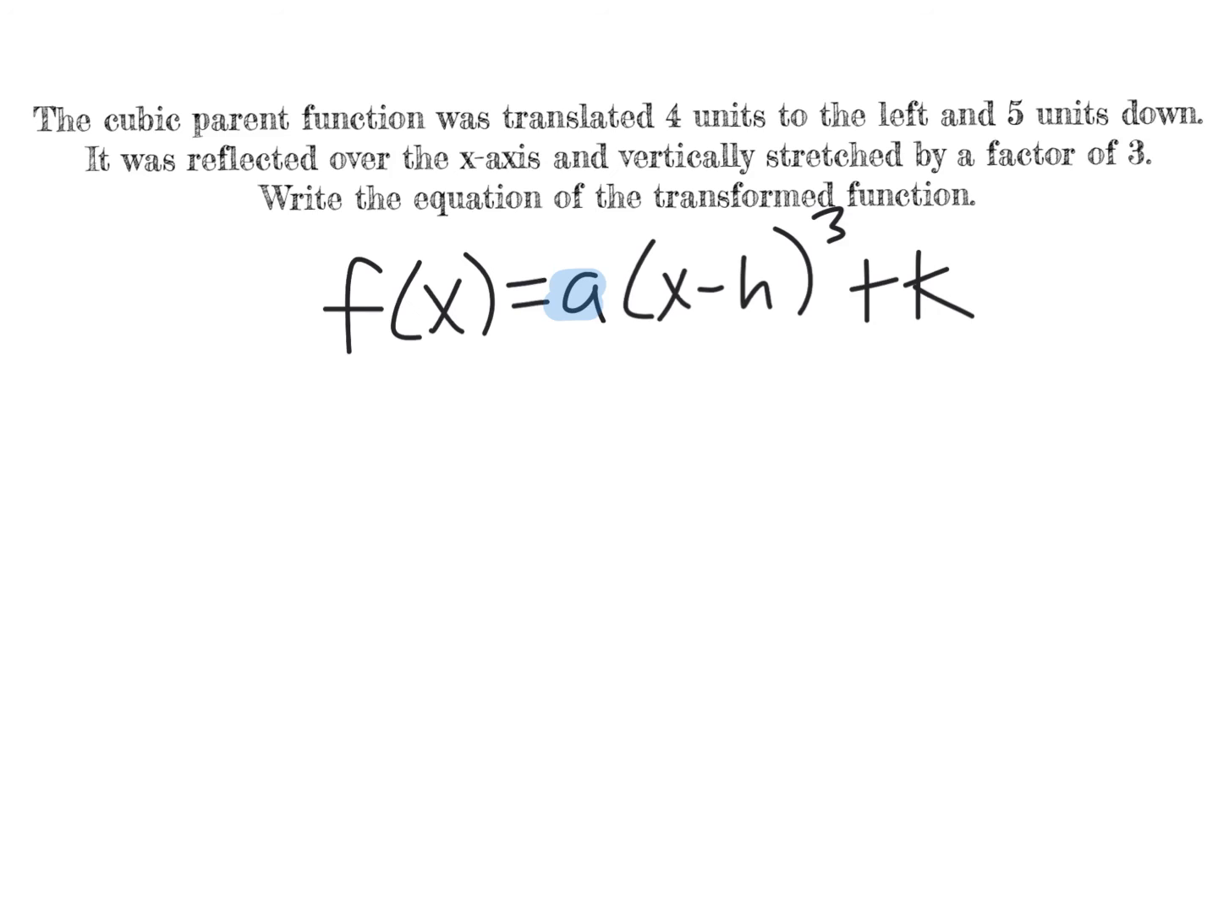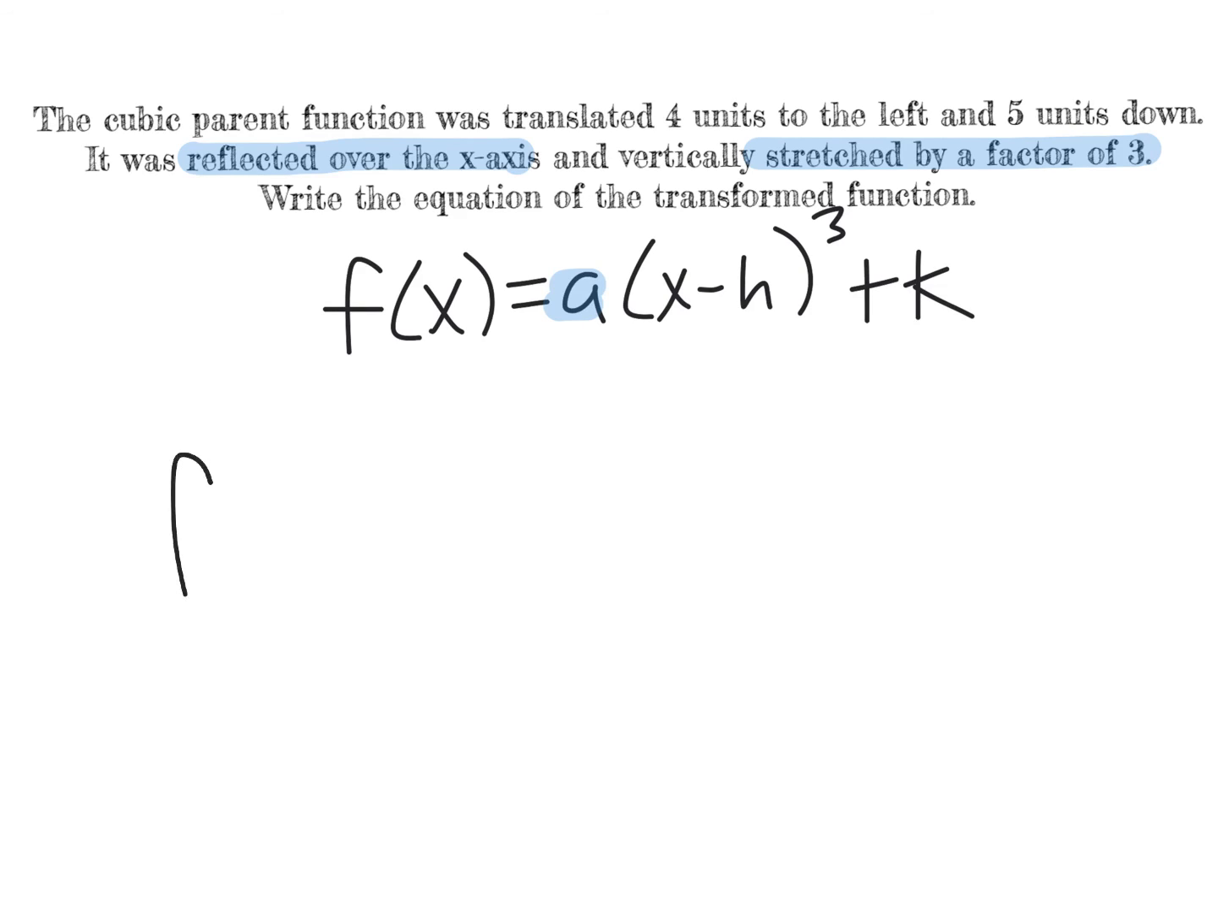This cubic function was translated 4 units to the left and 5 units down. It was reflected over the x-axis and vertically stretched by a factor of 3. So reflected over the x-axis and vertically stretched by a factor of 3. That's going to be the effects on a. Anytime that you're reflecting over the x-axis, we're making the sign opposite, so it's going to be negative. And since it's going to be stretched by a factor of 3, we can say this is going to be -3.